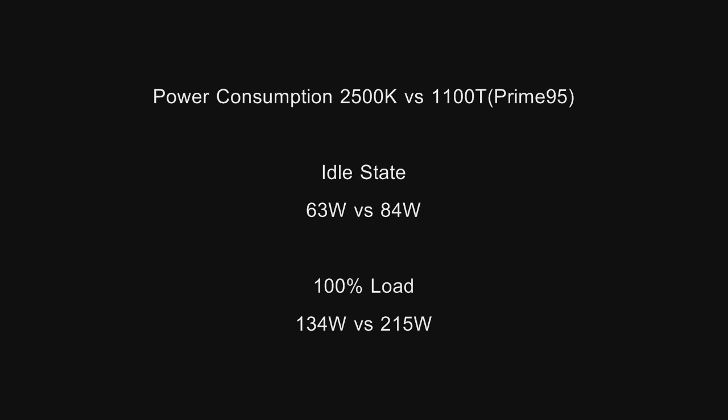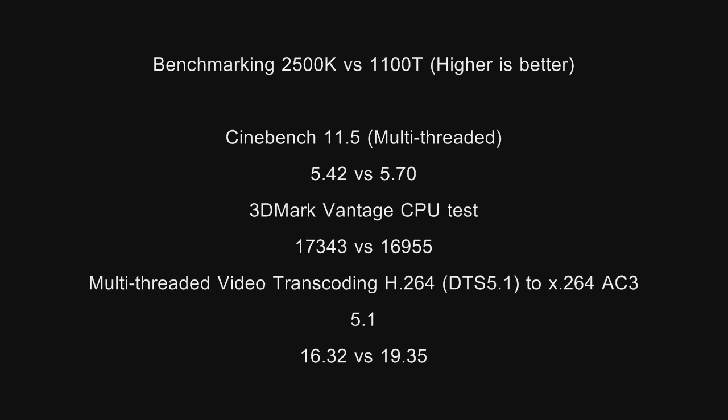Let's look at the power consumption between the 2500K and the 1100T using Prime95. In idle state, the 2500K uses 63 watts versus the 1100T at 84 watts. At 100% load, it is 134 watts for the 2500K and 215 watts for the 1100T, which is quite a bit of difference there as far as power consumption under load.